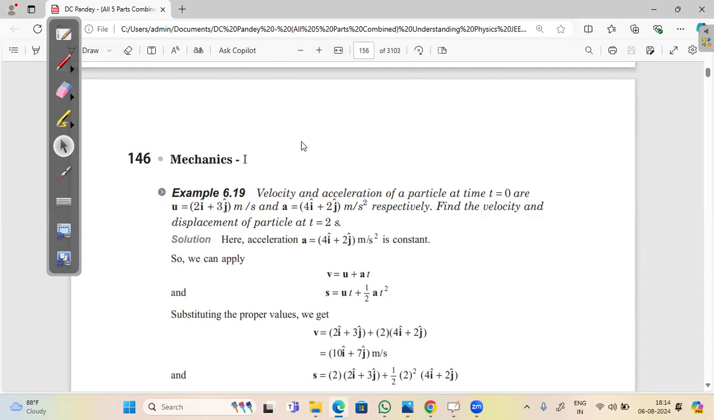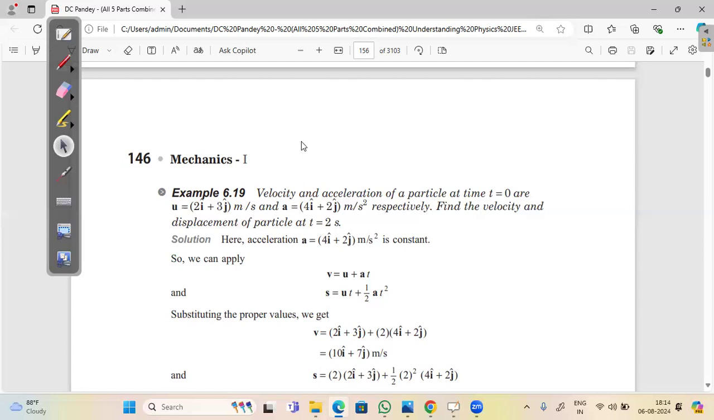So we have a question here. Velocity and acceleration of a particle at time t equal to 0 are u equals i cap plus 3 j cap meter per second, and acceleration is 4 i cap plus 2 j cap meter per second squared, respectively. Find the velocity and displacement of the particle at t equals 2 seconds. How will we find the velocity and the displacement at t equals 2 seconds?